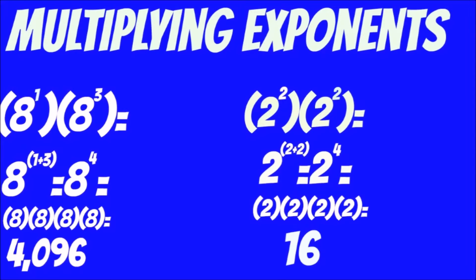You do the exact same thing with both of the 2's. They both have exponents. You do not do anything to the base. Leave the base as it is. You just have to add both the exponents. So if you add 2 plus 2, you get 4. So it's 2 to the power of 4.